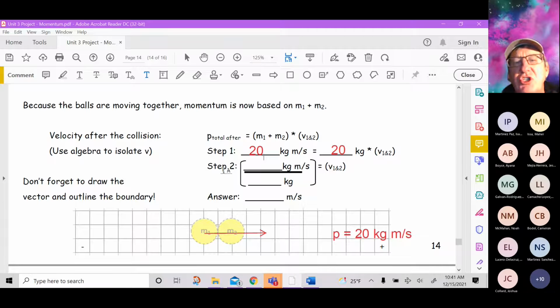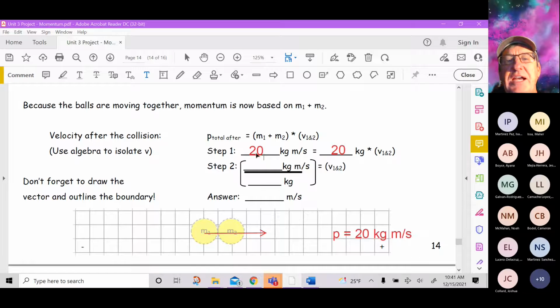Now, step 2 is just showing the algebra. What I've done here is I've separated mass in kilograms from the velocities, because I'm trying to find their velocity. This is where we left off last class, so this is probably already done. But we need to be able to do this in the future, so I wanted to walk through it again. So I'm going to take both sides of the equation and divide by this 20 kilograms. I'm going to divide this velocity by 20 kilograms so it cancels out, and I'm left with just the velocity.